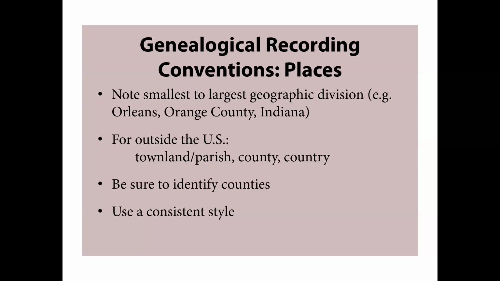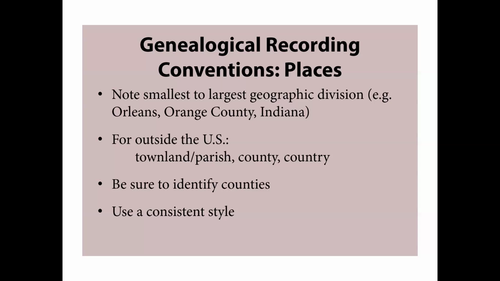And then when we're recording places, it's helpful to make sure that we list them out from the smallest to the largest division. So, for example, if we were looking at the township of Orleans in Orange County, Indiana, we would want to have it spelled out that way: Orleans, Orange County, Indiana, so that we're accounting for the township, the county, and the state.